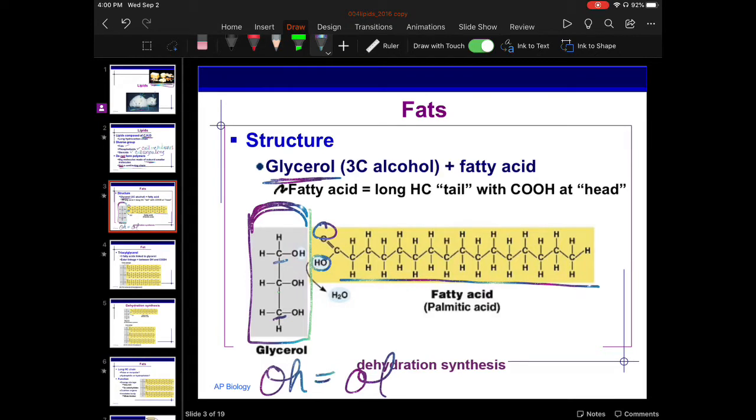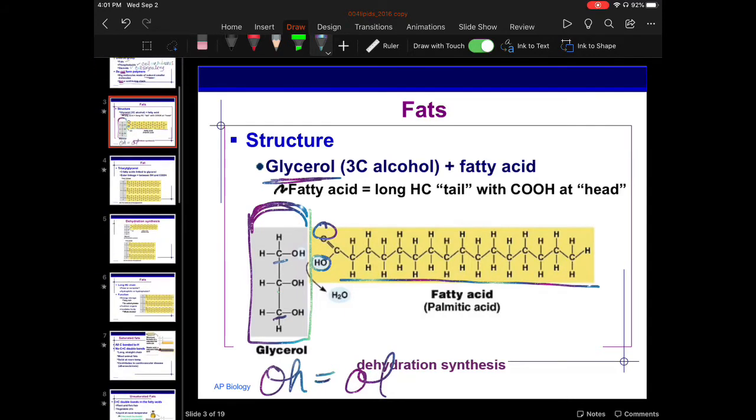Now, fats and lipids are different depending on which kind you're talking about. They can have 2, they can have 3, they can have 1 tail. And the tails can be short, they can be long, they can be straight, they can be kinky. So it just depends on which particular lipid you happen to be talking about.